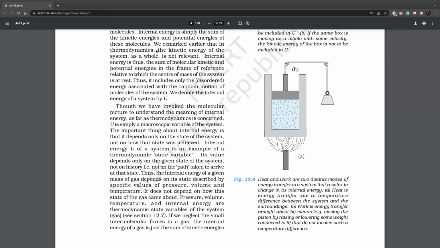And what a state variable means is that the internal energy, or the change in internal energy, only depends on the difference between state A and state B. So state variables only depend on the two different states, not the path taken. There are certain variables called path functions. They depend on which particular process a thermodynamic system has gone through from state A to state B.